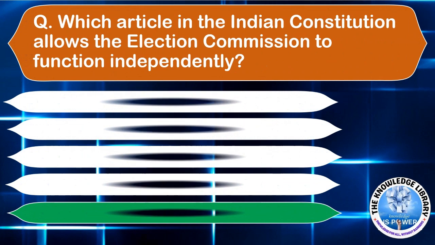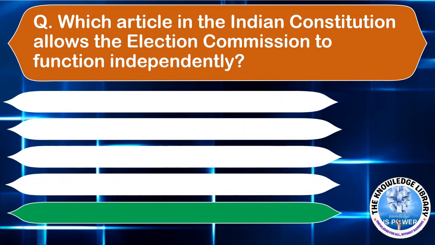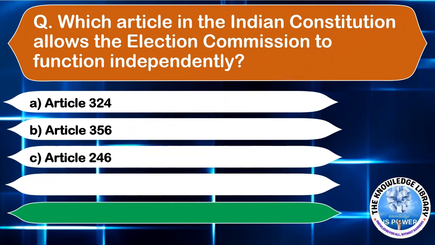Which article in the Indian Constitution allows the Election Commission to function independently? Option A Article 324. Option B Article 356. Option C Article 246. Or option D Article 352. The correct answer is option A Article 324. Moving to the next question.